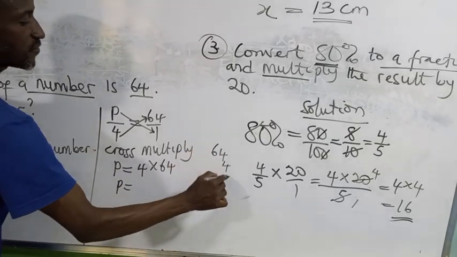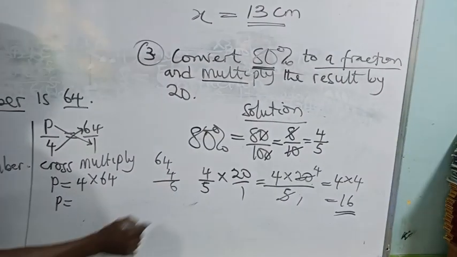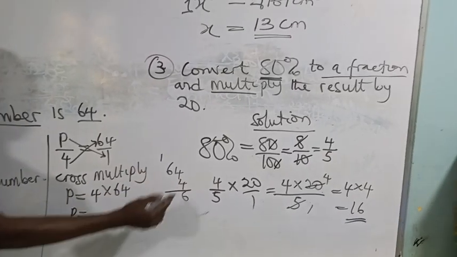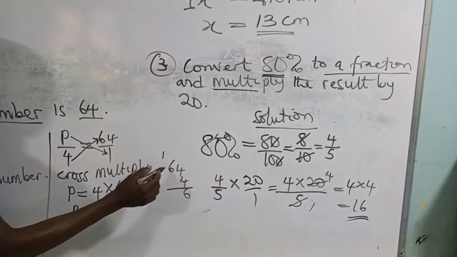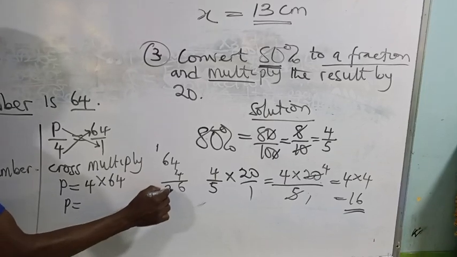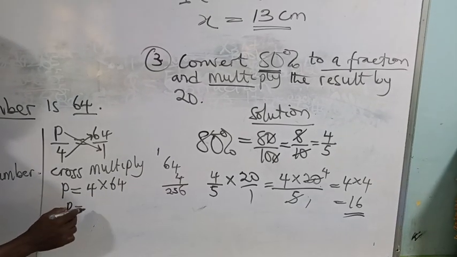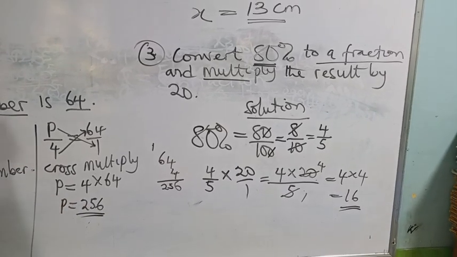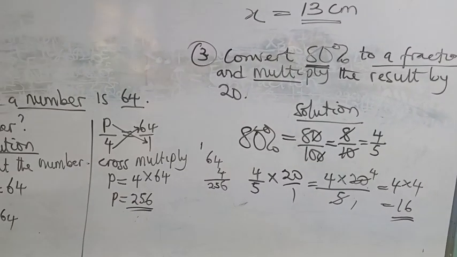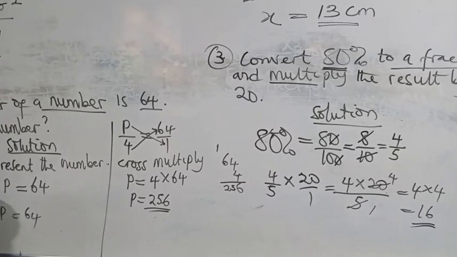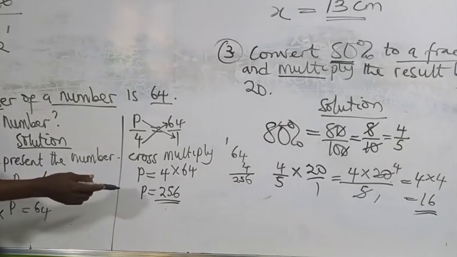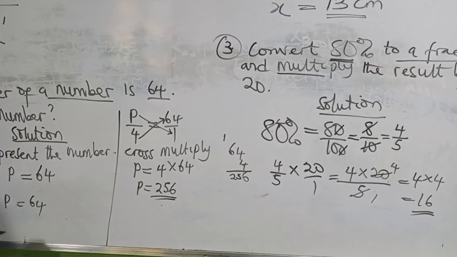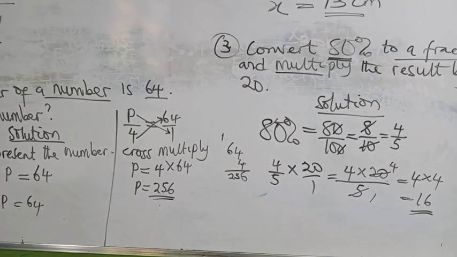64 times 4. 4 times 4 will give us 16. Remember 1. 4 times 6 will give us 24, plus 1 will give us 25. So the answer is 256. If you check, you will discover that 1/4 of 256 will give us 64.